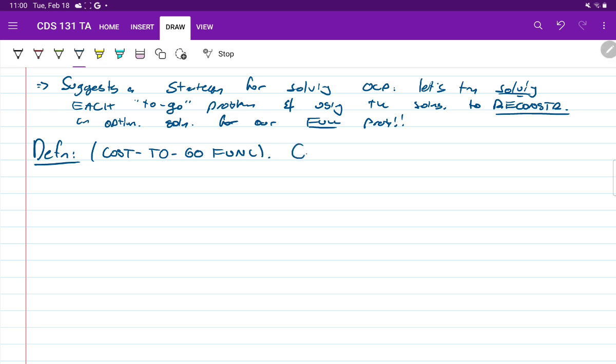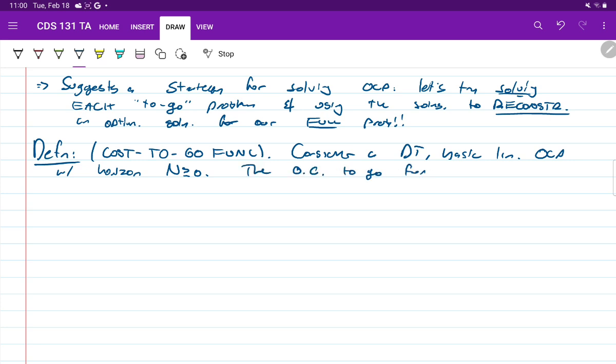Okay, so let's consider the discrete time basic linear optimal control problem with horizon n greater than or equal to 0, okay? Now we say that the optimal cost to go function is a map J star, okay? It takes in two inputs. It's going to go from my state space R^n crossed with my time interval 0 to n, and it's going to go to the non-negative reals, r greater than or equal to 0.